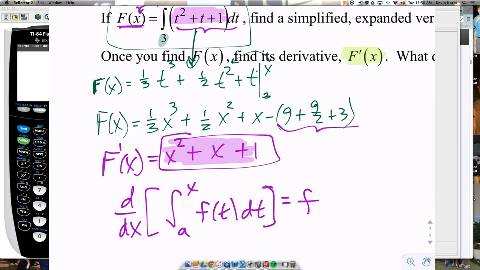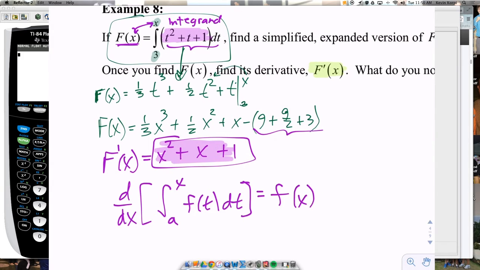F of x. Good. It should become f of x. It's your original integrand, but it's a function of x. And we saw why it became a function of x, right? It was when we plugged in. When we evaluated using the first part of the fundamental theorem, it became a function of x. So that gives us a way then, if we are ever taking the derivative of the integral, to actually get to the answer without actually really doing any calculus, right? We don't have to do it this way.